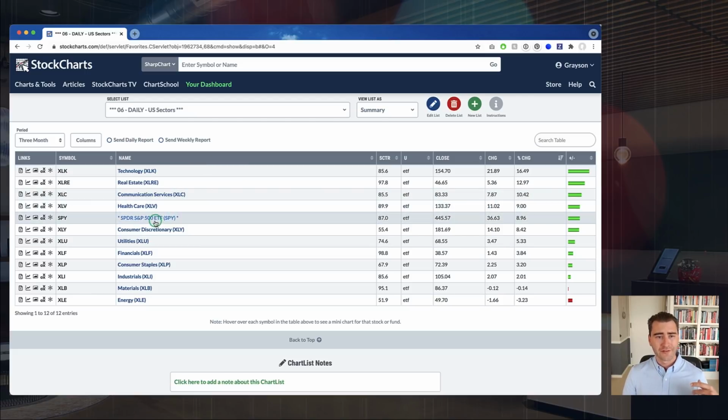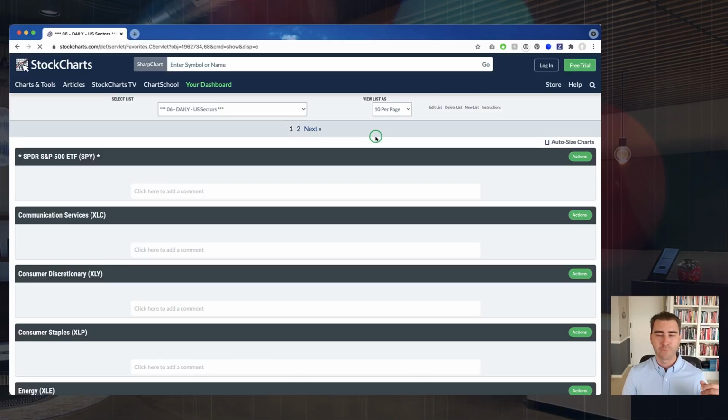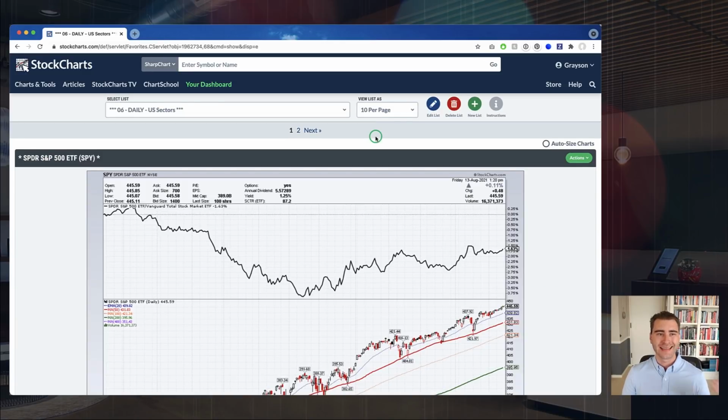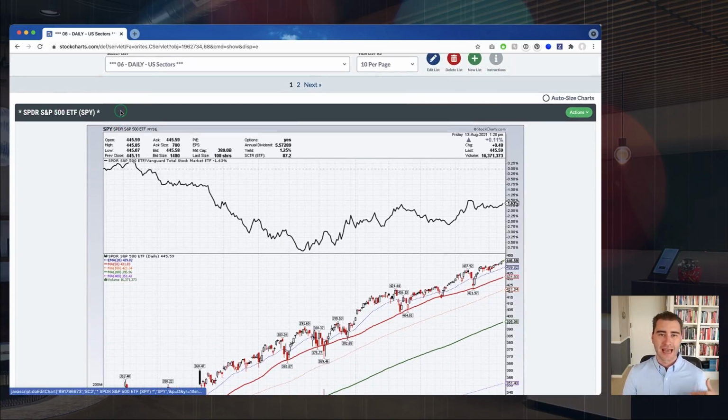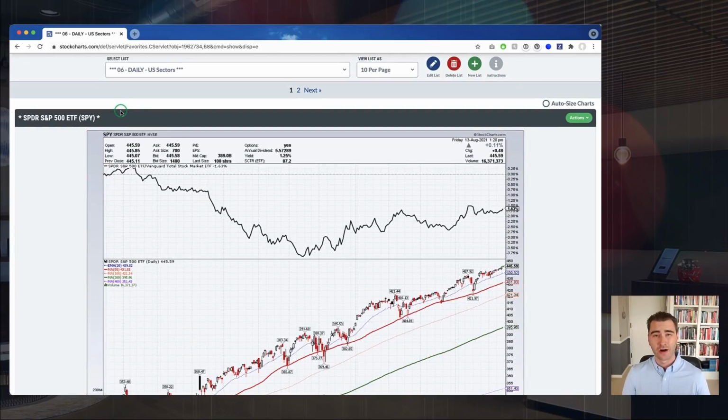So again, by having the S&P 500 in here, it makes it really easy to compare these. Now, the big part of this, though, is actually charting this stuff, not just the summary view. So we can jump over here to 10 per page, which loads up 10 of these charts all on one page at one time. So again, with these little stars, I've got the S&P 500 at the top of this list. This is going to be alphabetical.